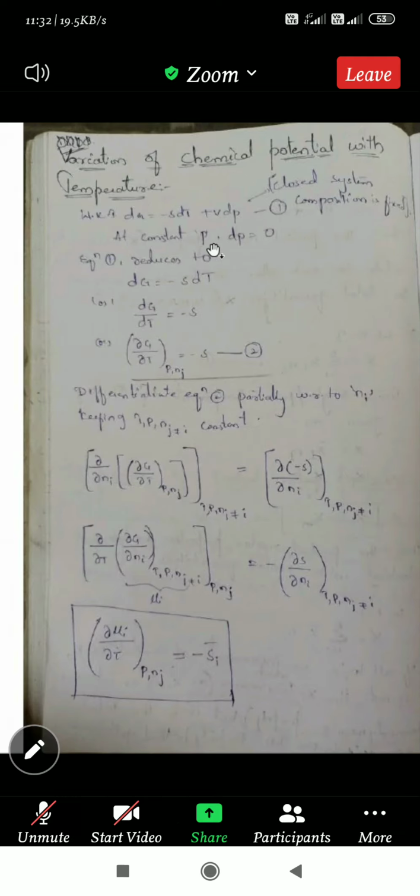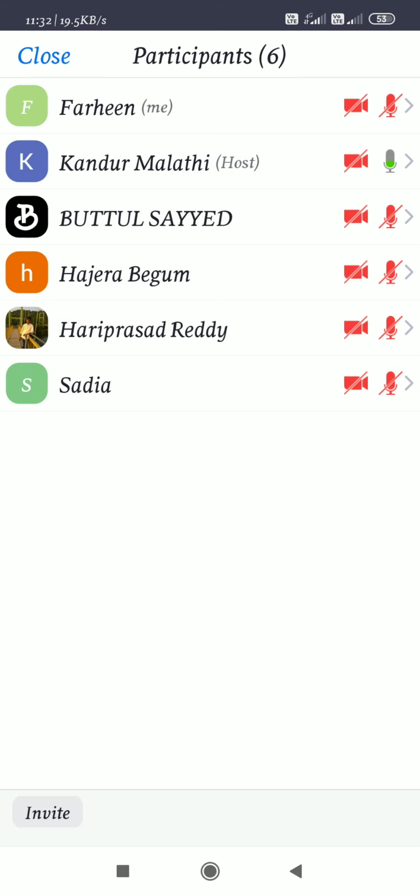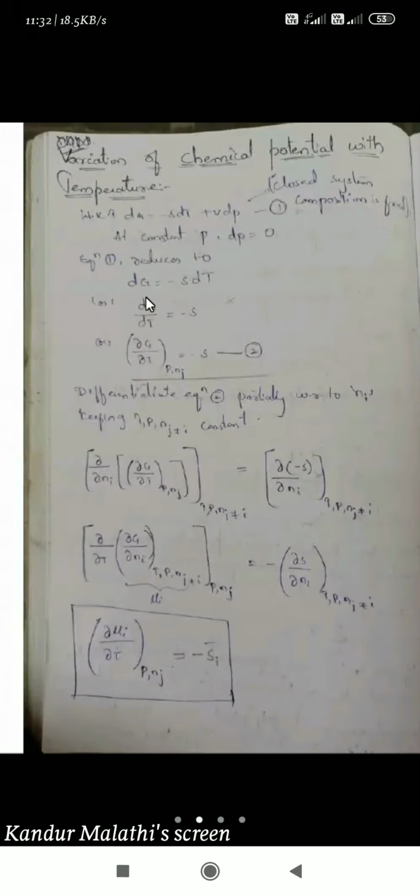So at constant pressure, what happens? dP will be equal to 0. Put 0 over here, so the VdP term becomes 0. Now what do I get? dG = -SdT. Bring dT to this side, and you get dG/dT = -S.